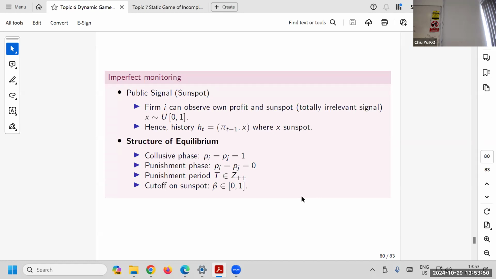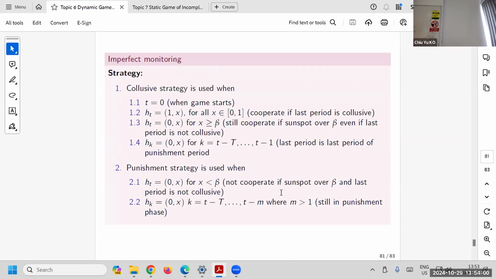Okay, later you will see. And there will be a sunspot. This will tell us, the die tells us whether you get forgiven. Okay, let's see what the structure is. The structure is rather complicated. But look at the first one. When you would collude, that's very simple. 1.1 is when, at the beginning of the game, we collude. No doubt, that's the easiest.